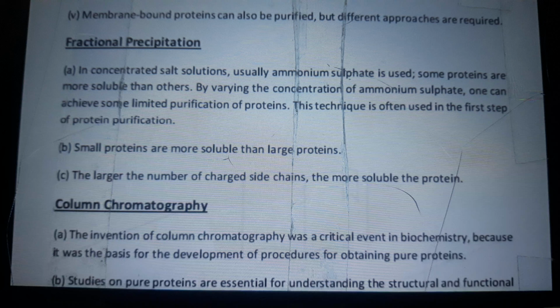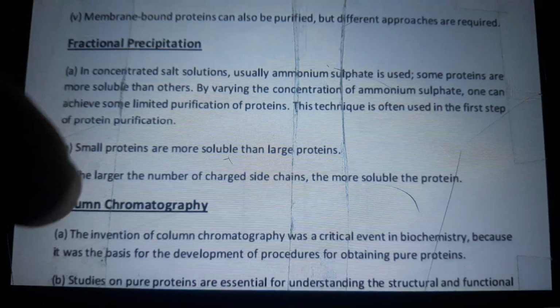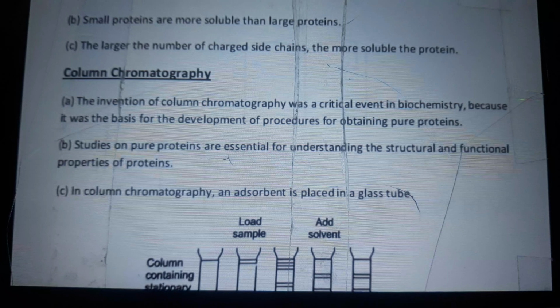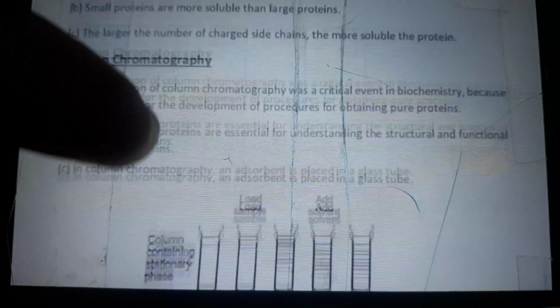Fractional precipitation in concentrated salt solutions, usually ammonium sulfate, is used. Some proteins are more soluble than others. By varying the concentration of ammonium sulfate, one can achieve some limited purification of proteins. This technique is often used in the first step of protein purification. Small proteins are more soluble than large proteins. The larger the number of charged side chains, the more soluble the protein.